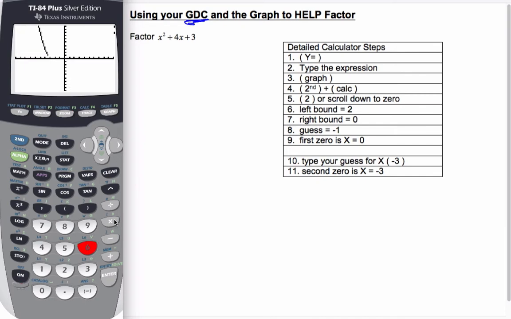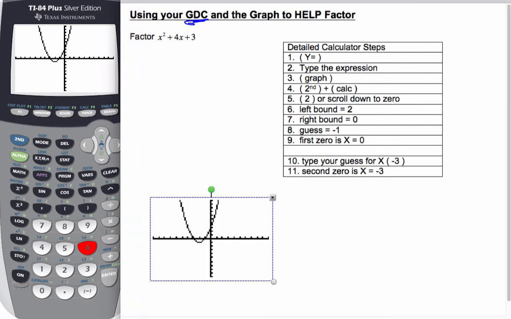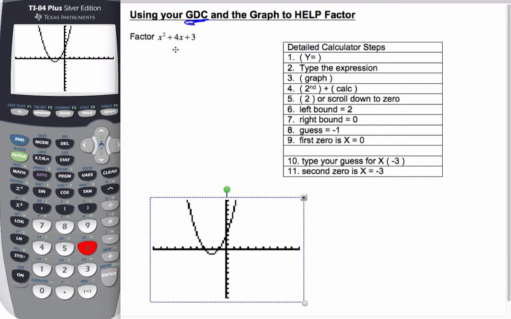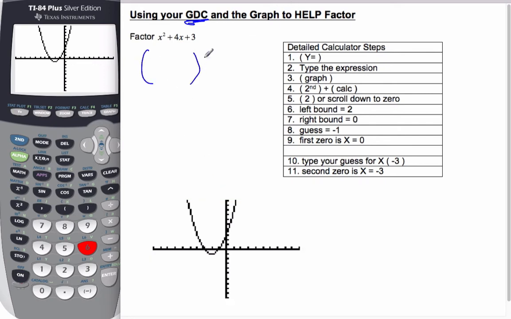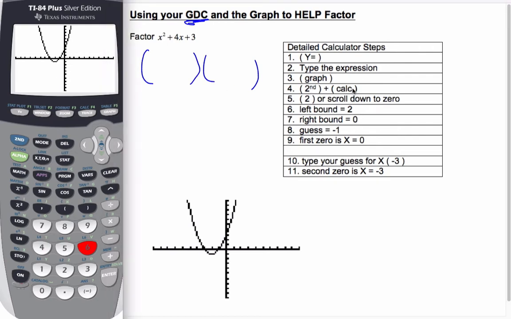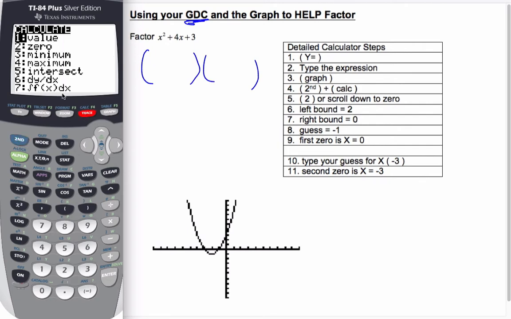The next thing we're going to do, if we remember from the past, is that the x-intercepts here will help me factor. If I can find these x-intercepts, that will help me factor this expression. So I'm going to go second calculate, which is the trace menu, but it's calculate above, and I'm going to do number 2, which is zero. X-intercepts are also called zeros.